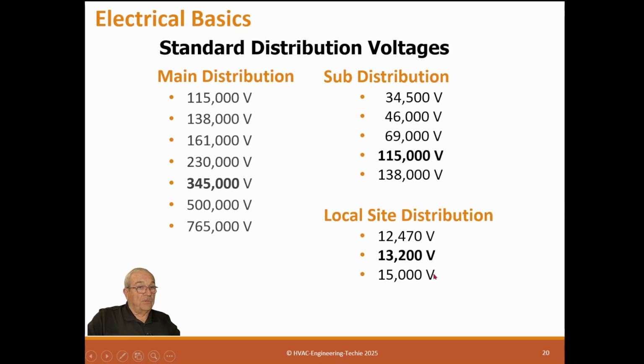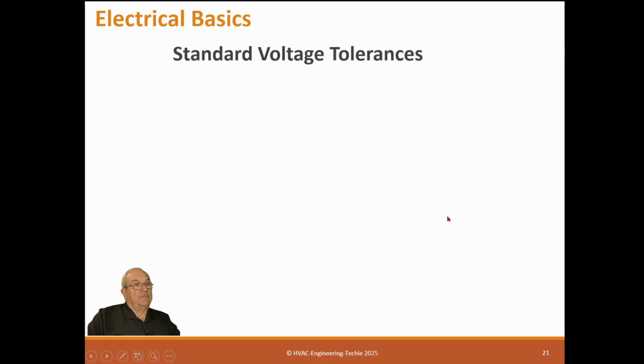Now, you can't have a building running 12,470 in a building. That's the highest I've ever seen inside of a building. But you can have that if you have large generators, say, that are 12,000 volts. You can have that higher voltage.